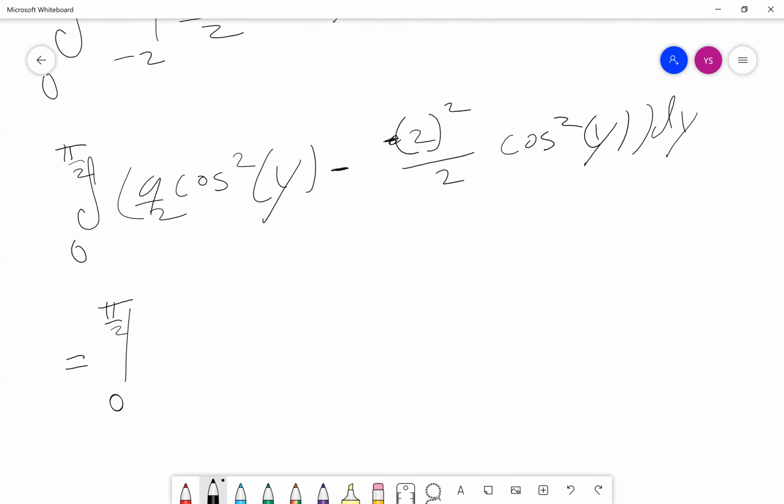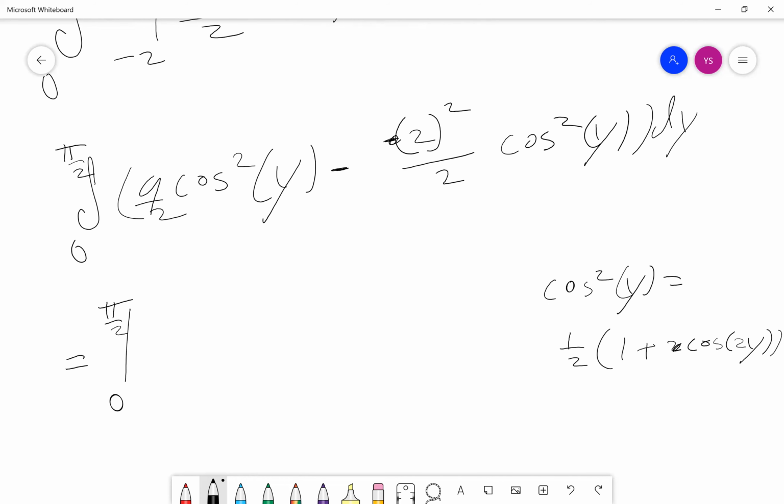Okay, so we just need to remember, and this won't really appear on tests, like remembering trig identities and stuff like that. But we just need to remember that cosine squared of y is equal to 1/2 times (1 plus cosine of 2y). Okay, so we can plug that in.